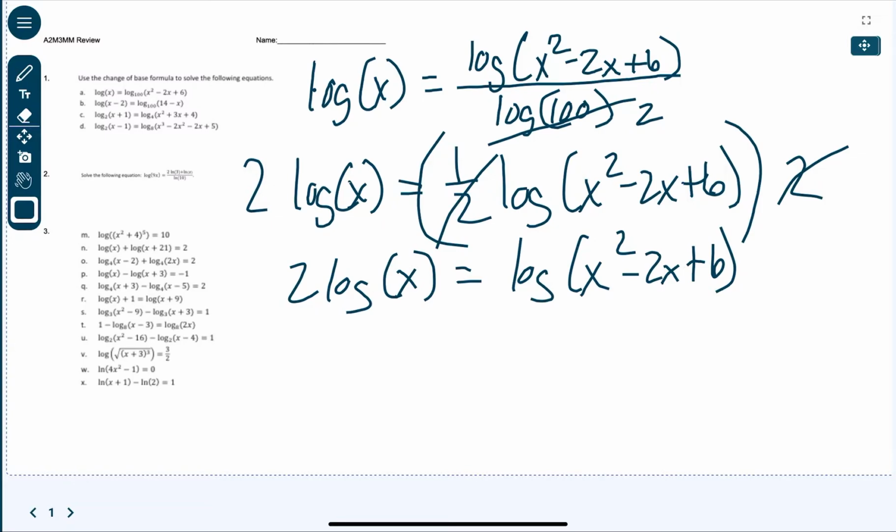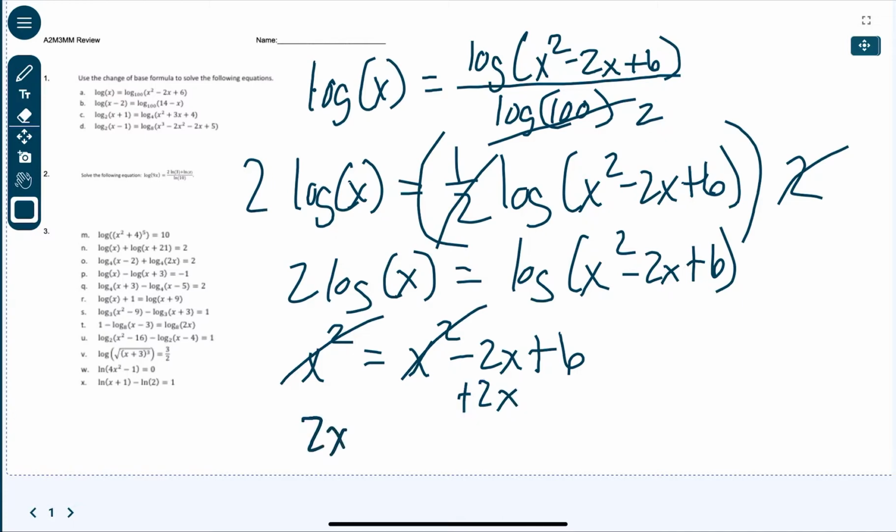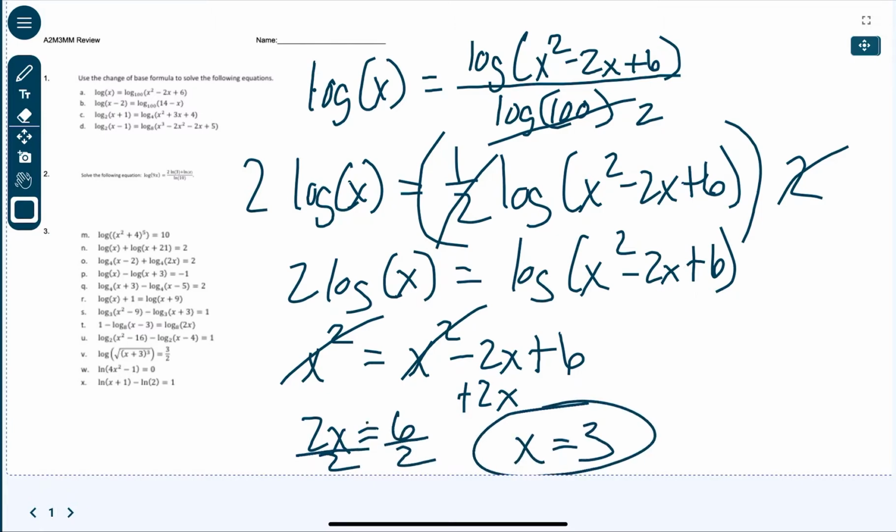And, okay, let's go ahead and get rid of our logs. So I'm going to go ahead and write this as x squared is equal to x squared minus 2x plus 6. Since we've got the same bases and everything now, we can just forget about those, which these will cancel. If I move this to the other side, I get 2x is equal to 6 divided by 2. X has to equal 3. Okay, so that does 1A.